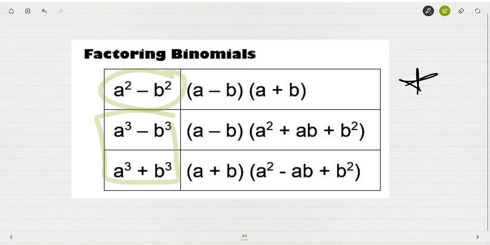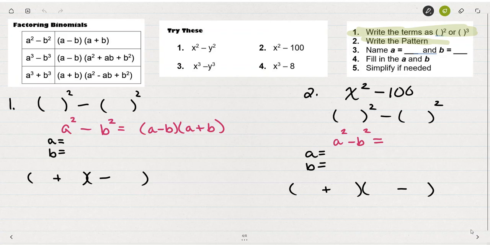So after you write the terms either as two perfect squares or two perfect cubes, decide which of the three patterns your binomial falls into. That's the second step here. And once you decide which one it is, you want to actually write that pattern out. Third step, name the A and the B. That's it. You need to write it out.